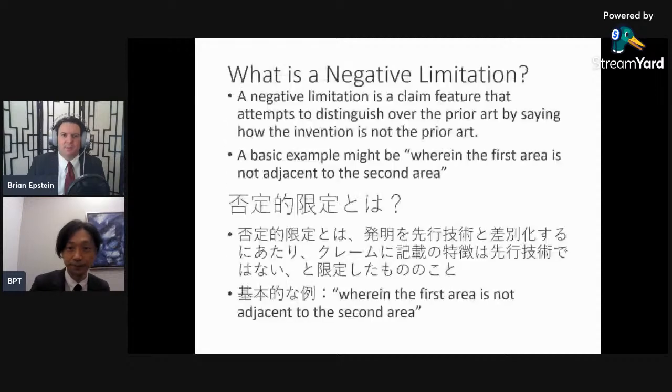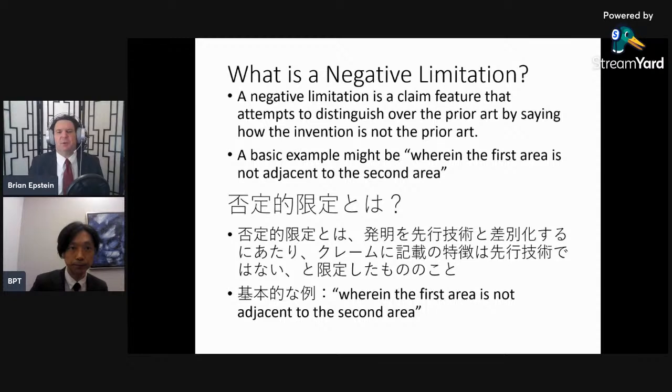Sure. So the best way to begin is by discussing what is a negative limitation. A negative limitation is a claim feature that attempts to distinguish over the prior art by saying how the invention is not the prior art.